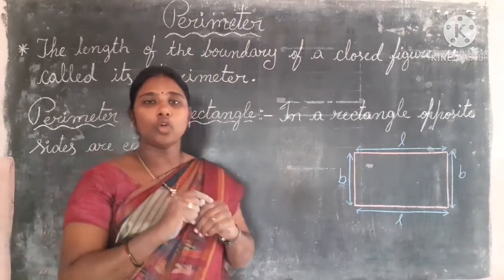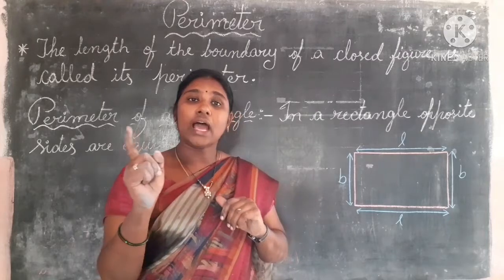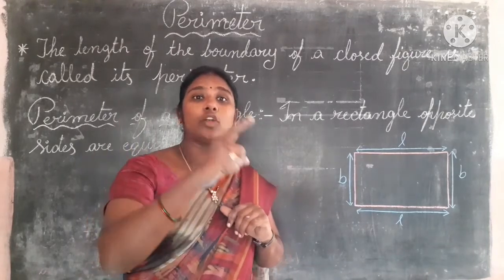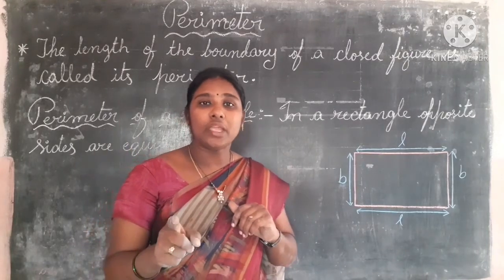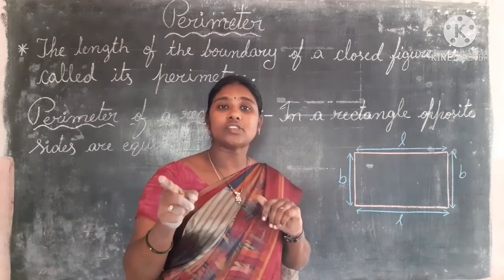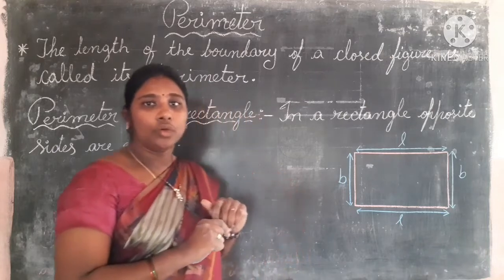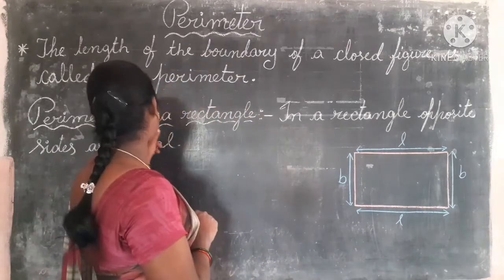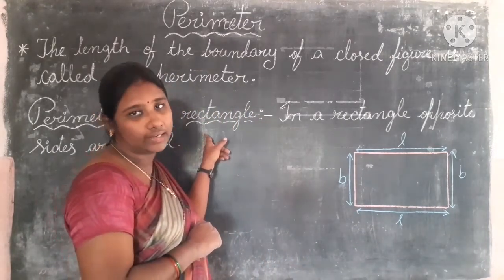Suppose we take one closed figure. The length along the boundary of the closed figure is called its perimeter. Okay, perimeter. Now first we are going to learn about the perimeter of a rectangle.